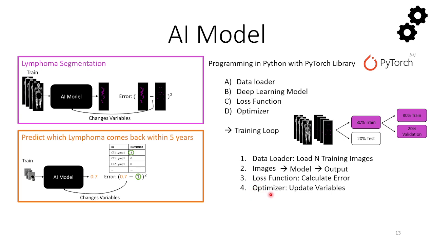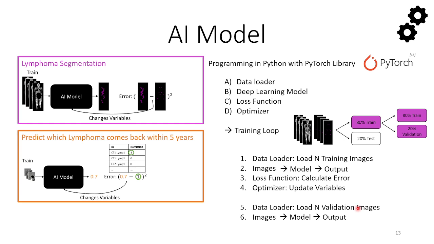So, and then comes the optimizer. We update the variables in the AI model. Now we can take the data loader again, but this time we load a few images from the validation data set. Before, we loaded the images from the training data set; now we load them from the validation data set. Again, we take those images, put them through the model, and the model outputs something.